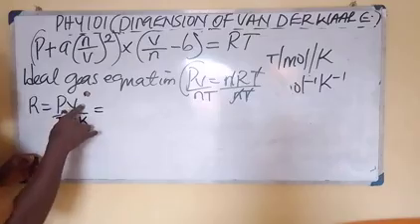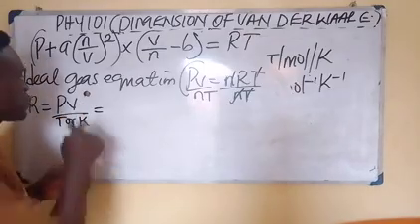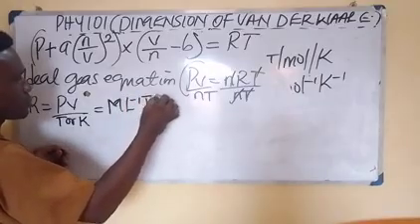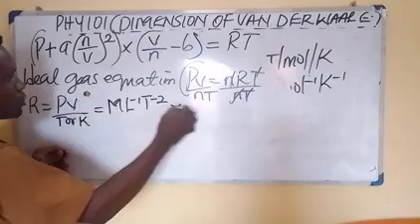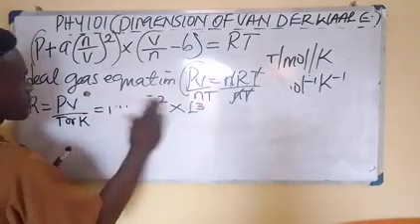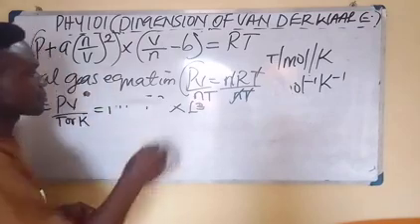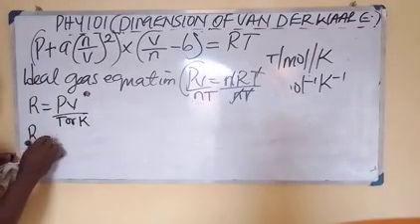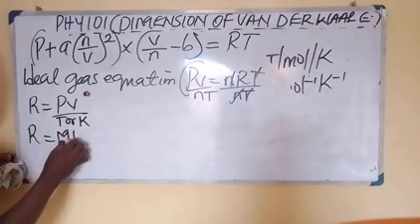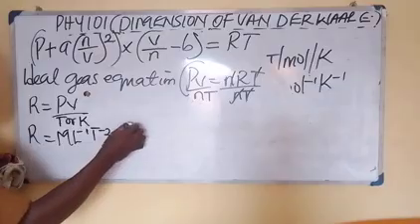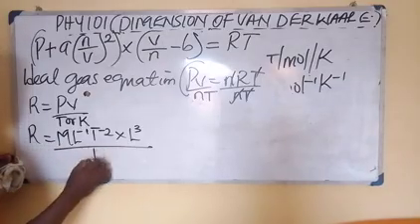Now, pressure is force over area. The dimension of pressure is M L minus 1 T minus 2, then times volume, which is L cubed. Let me bring it down. So R is equal to M L minus 1 T minus 2, then times L cubed over K.